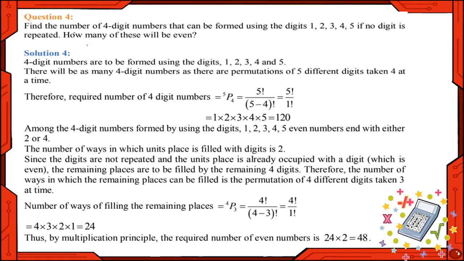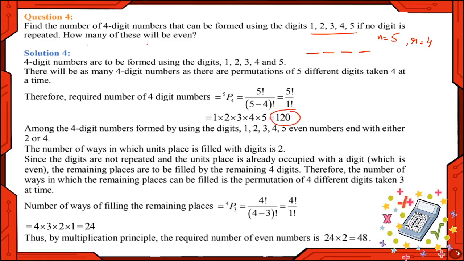Now question number 4. Find the number of 4-digit numbers that can be formed using the digits 1, 2, 3, 4, 5. How many total digits now? 5. If no digit is repeated, we have to form a 4-digit number, right? So how many total digits do we have? 5. And how many do we have to take at a time? 4. So 5P4 means 120.